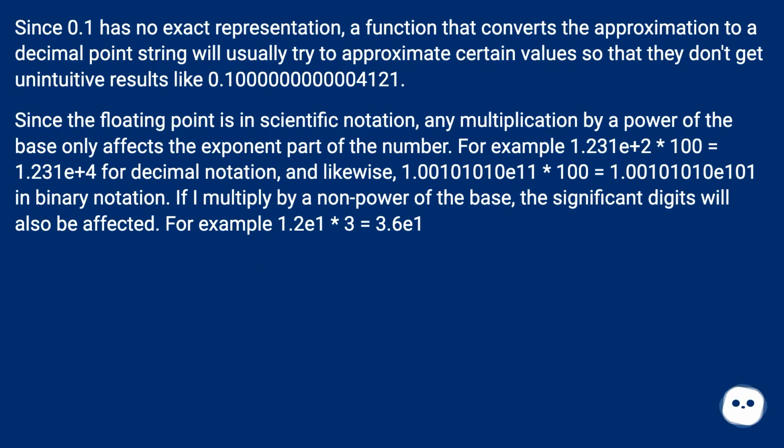Since 0.1 has no exact representation, a function that converts the approximation to a decimal point string will usually try to approximate certain values so that they don't get unintuitive results like 0.10000000004121. Since the floating point is in scientific notation, any multiplication by a power of the base only affects the exponent part of the number. For example, 1.231e+2 × 100 = 1.231e+4 for decimal notation, and likewise, 1.00101011 × 100 = 1.00101011 shifted in binary notation. If I multiply by a non-power of the base, the significant digits will also be affected. For example, 1.2e1 × 3 = 3.6e1.